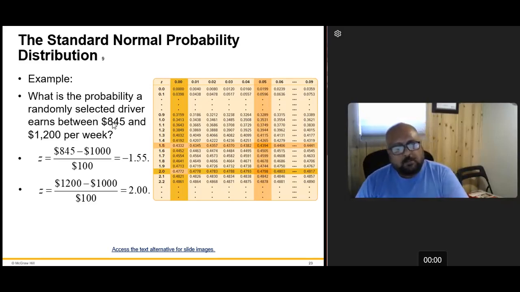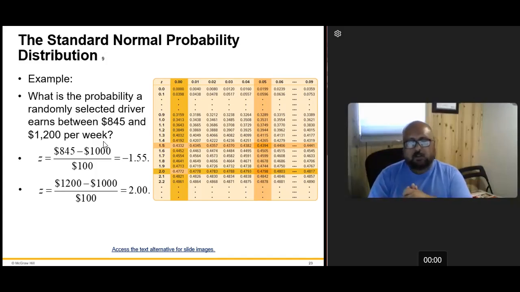All right, so another example of a standard normal probability distribution. What is the probability a randomly selected driver earns between 845 and 1,200 per week? Now, you can see that 1,200 is not 1,000. 1,000 we know is the mean value. So we have two values with respect to the mean value 1,000. We find Z1: 845 minus mean divided by sigma is minus 1.55, and the second value of Z for the other extreme is 1,200 minus 1,000 divided by 100, which is 2.